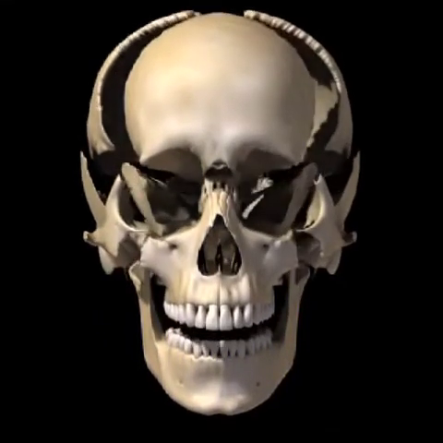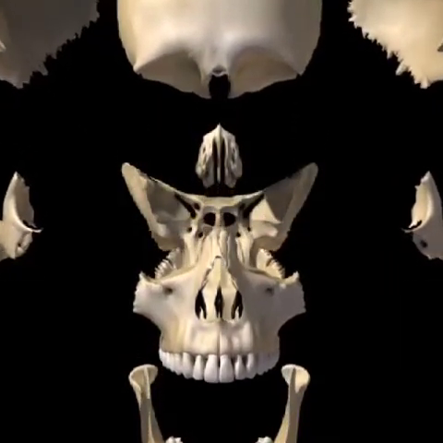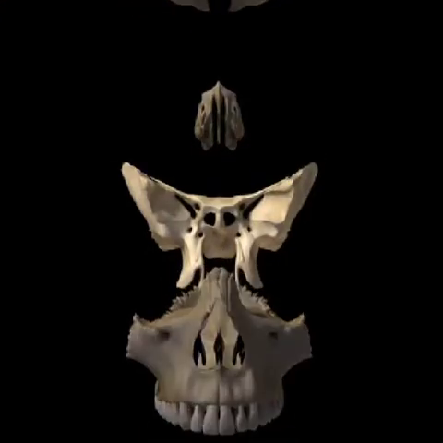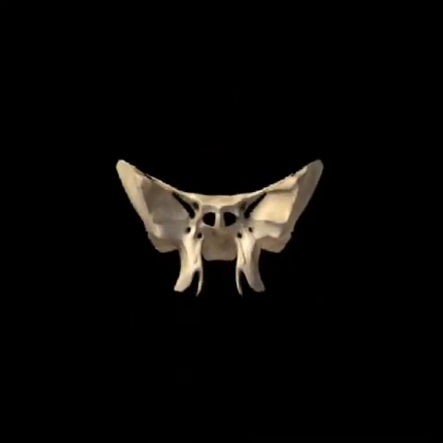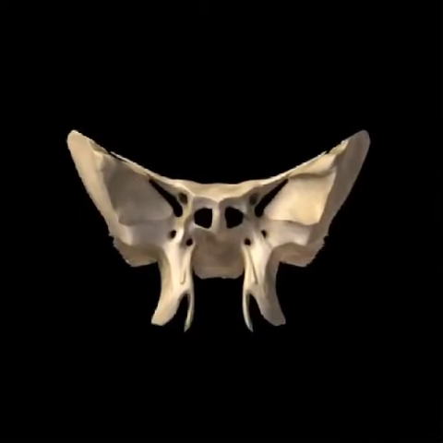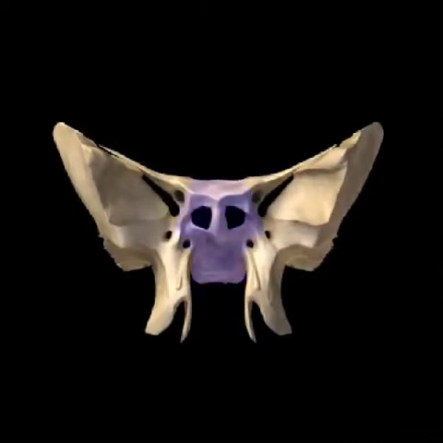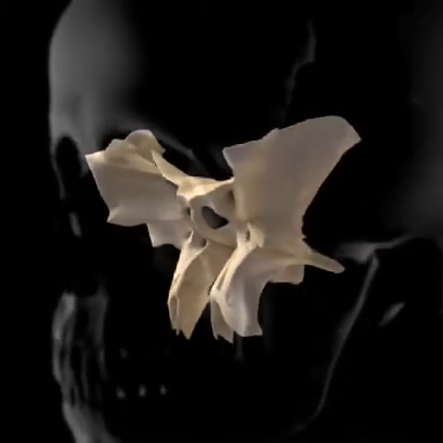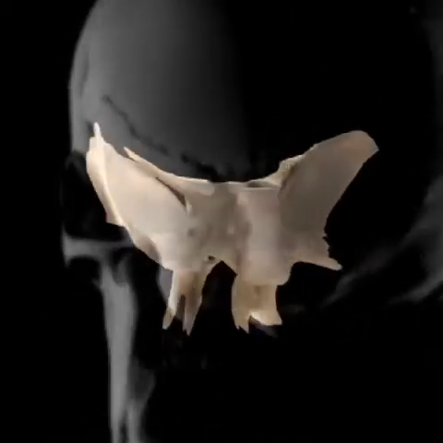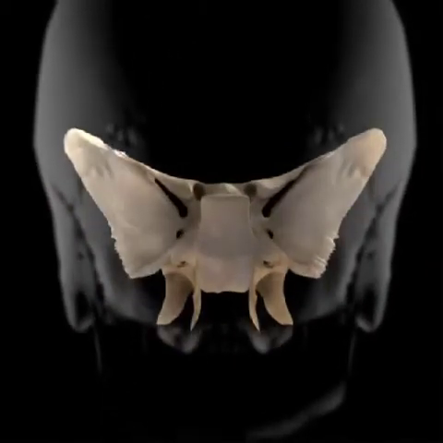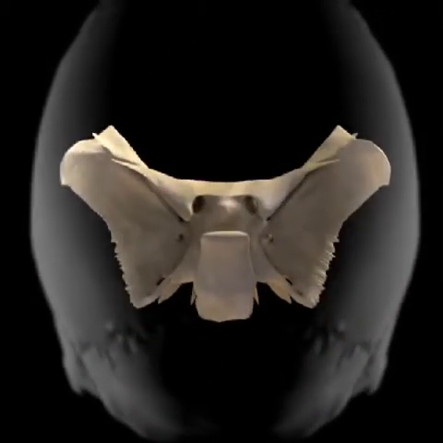Other bones become more visible only when looking inside the skull. The sphenoid bone makes up the anterior base of the cranium. It is a butterfly-shaped bone with a central body and two pair of laterally projecting wings. These wings form portions of the orbit. The body of the sphenoid features a depression known as the sella turcica, which houses the pituitary gland.